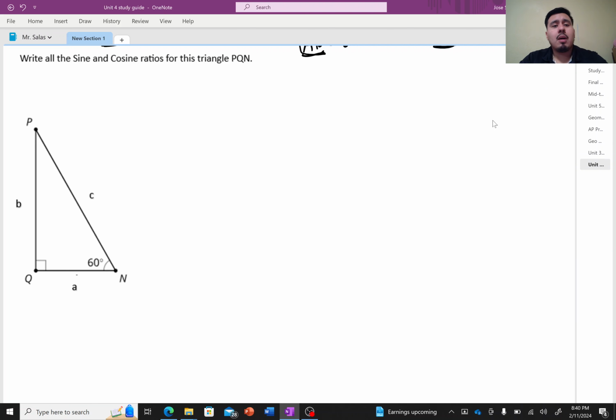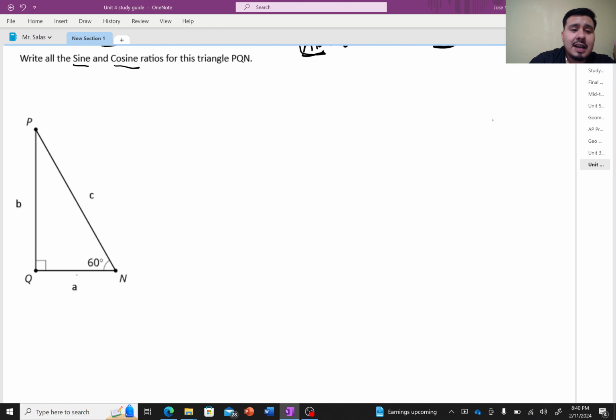Today we're going to be focused on problem number 3. It says write all the sine and cosine ratios for this triangle PQN. Notice how it says sine and cosine. It doesn't say trigonometric ratios. It doesn't say sine, cosine, and tangent. So we don't need to worry about tangent whatsoever, okay?